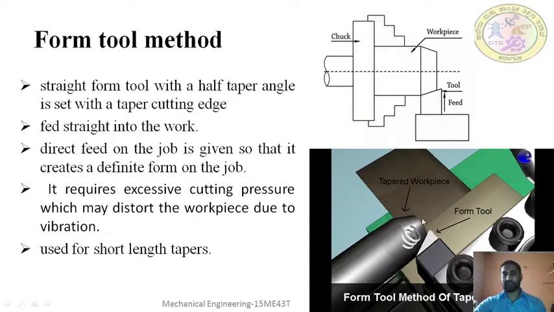Half taper means if you want a 30-degree taper on the workpiece, this tool has a 15-degree taper. Why half? Because if you machine 15 degrees on one side, the other 15 degrees is maintained on the other side, so the total 30 degrees will be obtained. The form tool has an angular cut equal to half of the taper angle required on the workpiece.